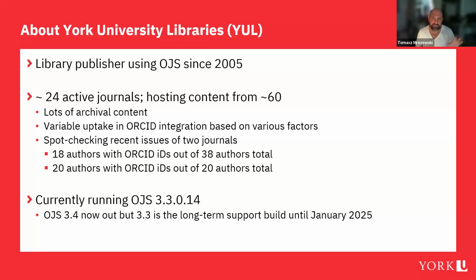But just in terms of giving an overview of the kind of uptake we're seeing, I looked at two of our most active journals just to spot check the proportion of articles that authors are using the ORCID ID plugin for. One of our journals, its most recent issue, had 38 authors in total throughout all of their articles and book reviews, and 18 of their authors, so just short of half, had authorized an ORCID ID connection.